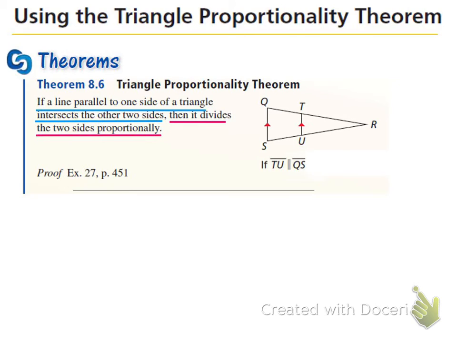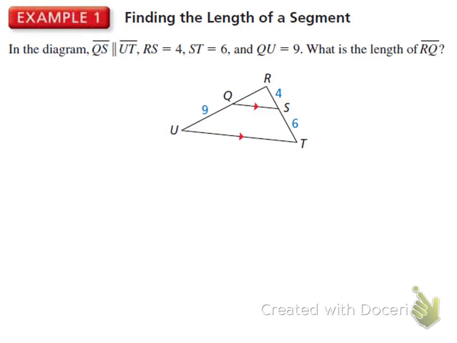So what's going to happen is, if they're parallel, then you're going to be able to set up a proportion that looks like this. We'll have RT, which is this, over TQ, which is this, and it will equal RU over US. So you're going to set up a proportion that looks like that. Okay, so let's look at it.